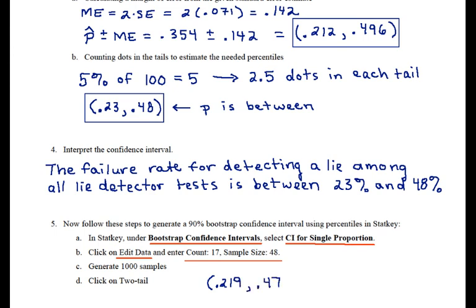Looks pretty close to ours. This is more like 0.22 to 0.48. We had 0.23 to 0.48. So we had a very slightly narrower interval, but it was otherwise pretty close.